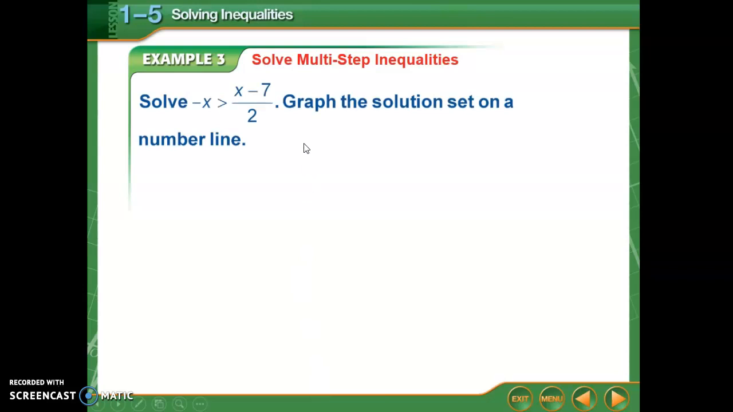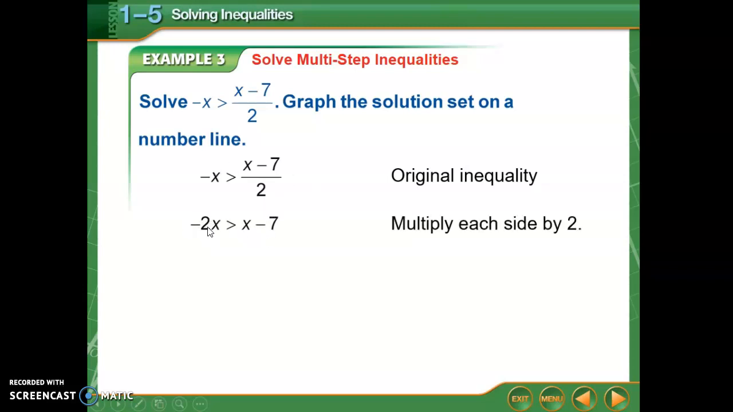Okay, so let's move on to multi-step inequalities. Solve negative x is greater than x minus 7 all over 2, and then graph the solution set on your number line. Okay, so that's the original inequality. And then we're going to get rid of 2 first. Since that is at the bottom, we are going to multiply. That's divided by 2, the opposite will be multiplication. Multiply both sides by 2. So that gives you negative 2x, and then this will disappear and bring down x minus 7.